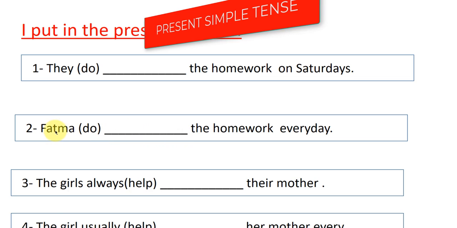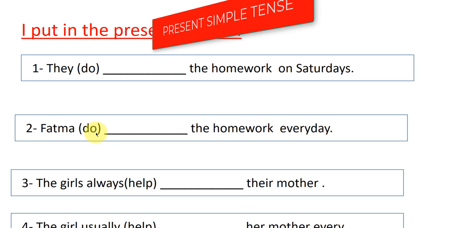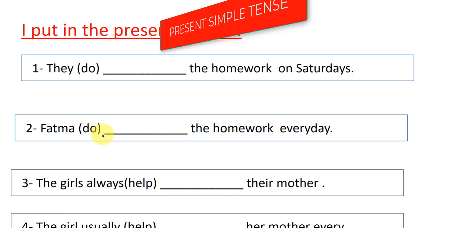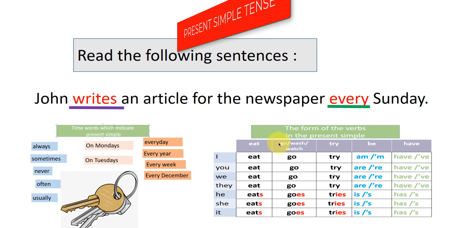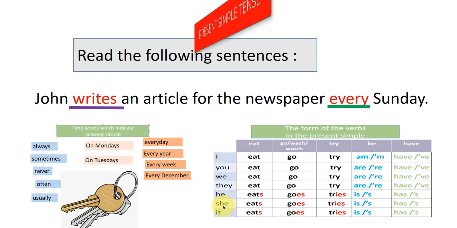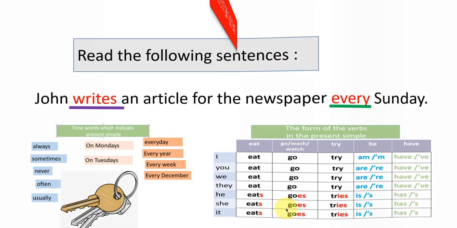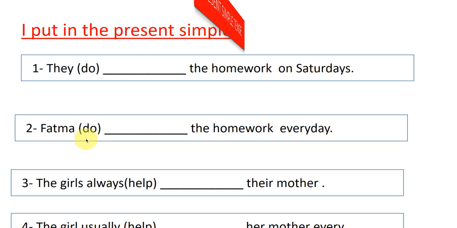So do with she. Fatma is she. Do with she, what can we say? Yes, we go back to our table. Yes, here we have do. It is conjugated like go and watch and wash. So with she, Fatma, it is she. With go we add es. Yes, also with do we add es, and we will say, Fatma does the homework. Does. Fatma does the homework every day.